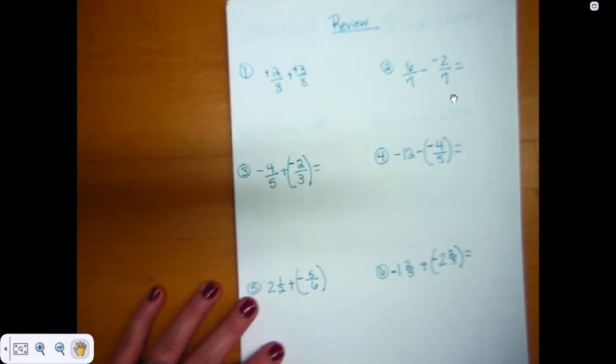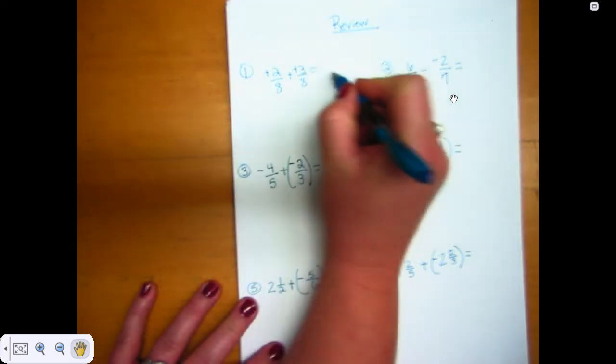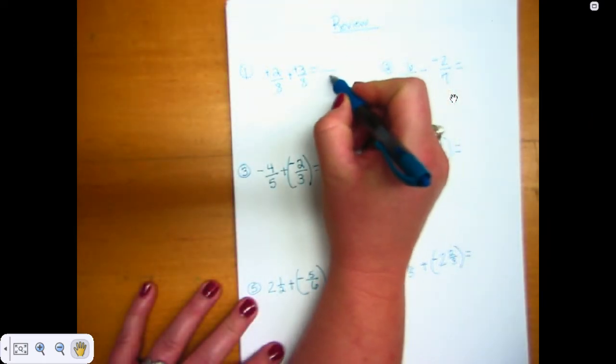Okay, we have positive 2/8 plus positive 3/8. I see that my denominators are the same, so red rover, bring that denominator right over.